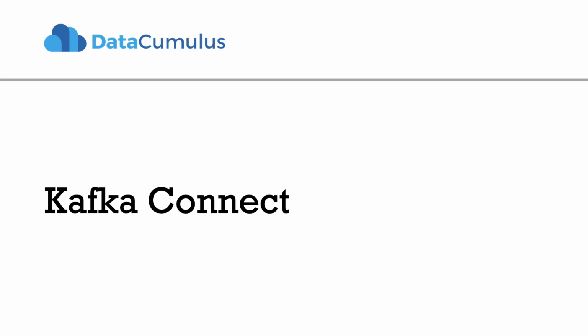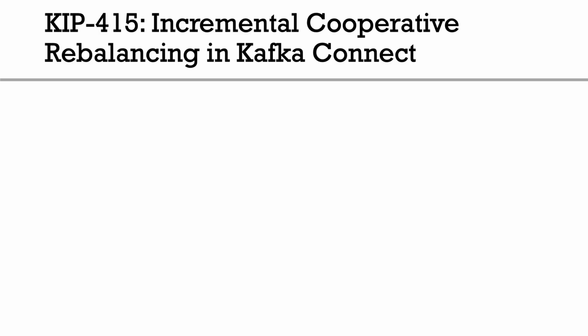Okay, we're almost there. But now this is, I think, one of the most important changes, which is with Kafka Connect, and I'll try to spend some time with it. This KIP is so interesting. It's KIP 415, and it's been one of the main pain points of Kafka Connect since the beginning, and the users were complaining about it, and I'm so happy that it's finally addressed as of Kafka 2.3. It's called Incremental Cooperative Rebalancing in Kafka Connect.